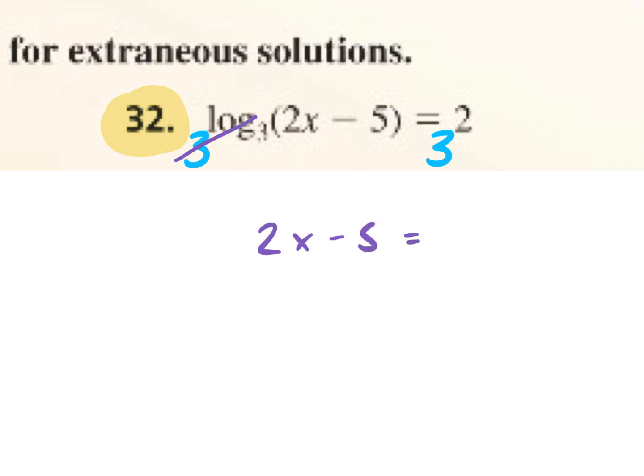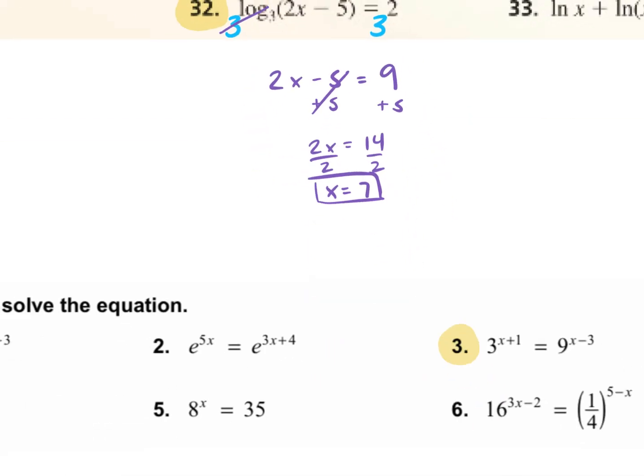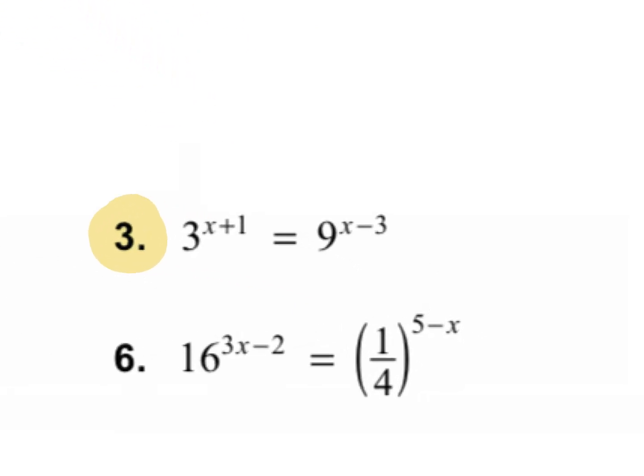2x minus 5 is equal to 3 squared, which is 9. Then we just solve for x. So what would I do next to solve for x? Plus 5, 2x to 14, x to 7. Awesome. X is equal to 7. Perfect. All right, so let's do an exponential question now. Number 3.